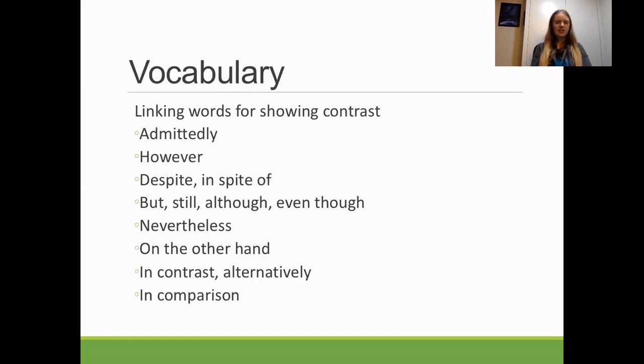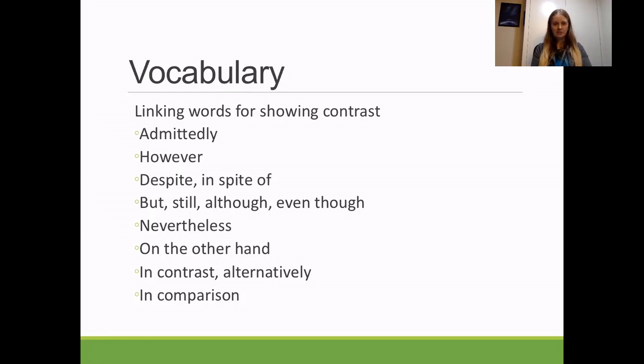To show contrast, you can say things like admittedly, however, despite, in spite of, but, still, although, even though, nevertheless, on the other hand, in contrast, alternatively, and in comparison. So maybe in conversation, you don't use these very much, but in your writing, this can be really helpful. Again, don't use them all the time.